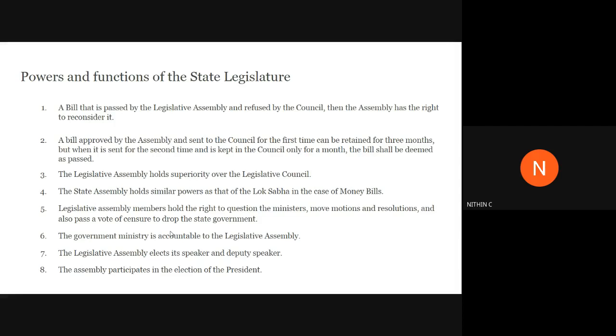If there is any issue there, that is, if it has not been passed, it can come back to the legislative assembly and they will reconsider it. But when it is sent for the second time, it can be kept in the council only for a month. If you are sending the bill again for the second time, it can be retained in the legislative council just for 1 month. Beyond that, if they do not provide any information, then that particular bill is considered a passed one.